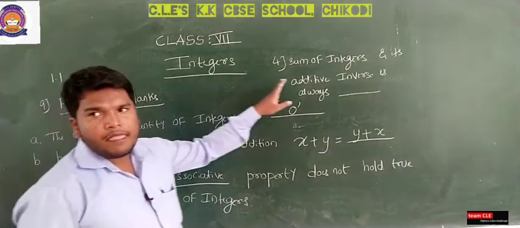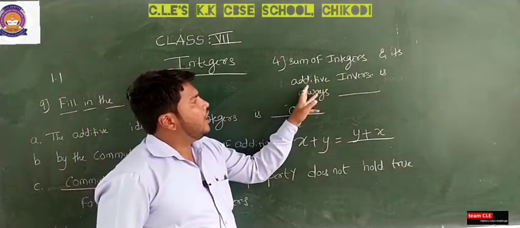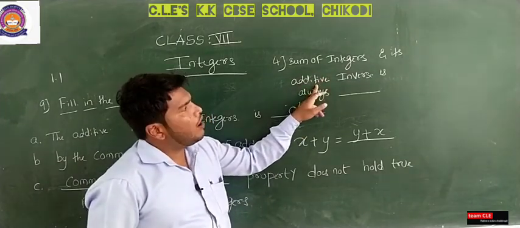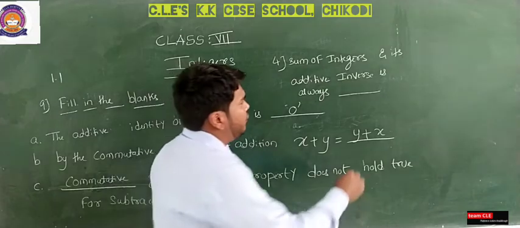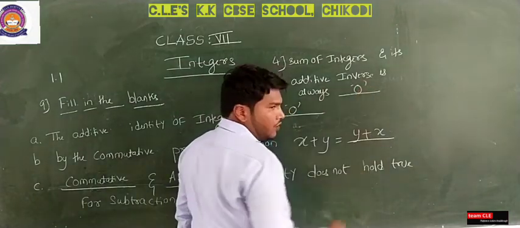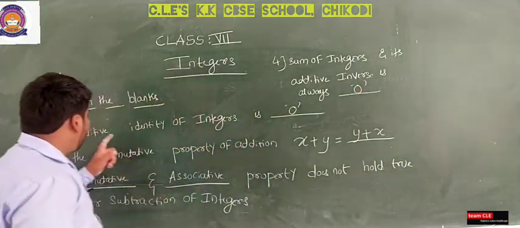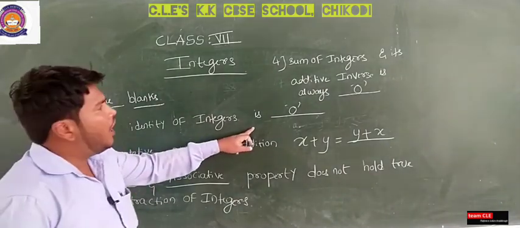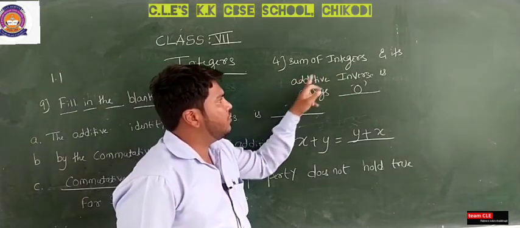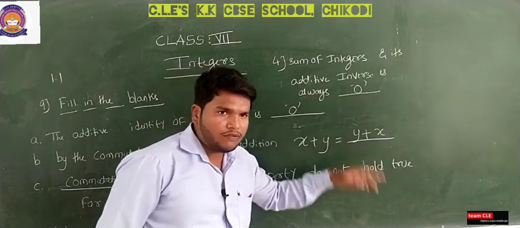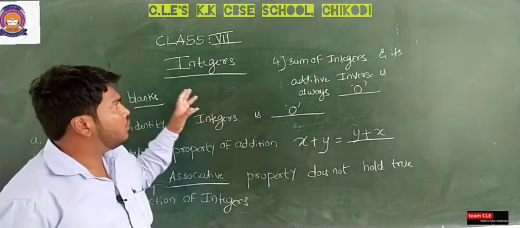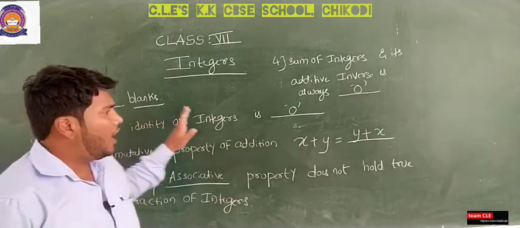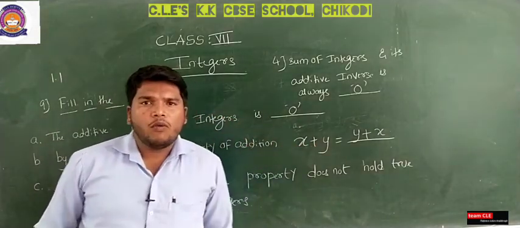Also see that the sum of an integer and its additive inverse is always 0. So first of all, consider the two concepts: the additive identity of integers is 0, and one more statement, the sum of an integer and its additive inverse is always 0. So all of you have to note down up to exercise number 1.1, up to the 9th question, and you have to send it to me on my WhatsApp number.